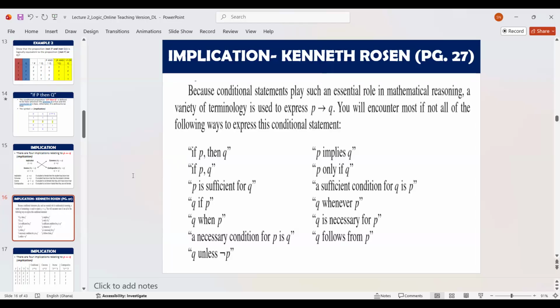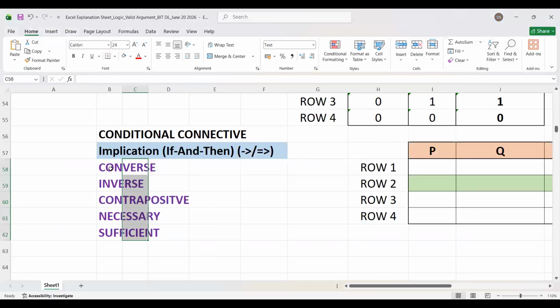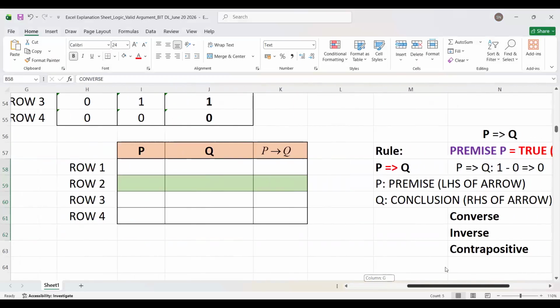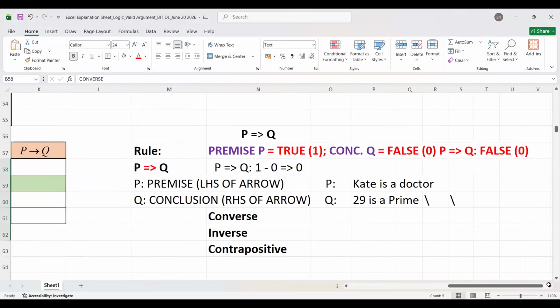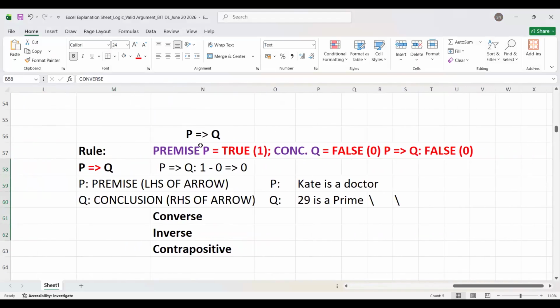Now let's go back to the Excel and take the rule. Then we take an example for all of them. So these are the words that I've written here: converse, inverse, contrapositive, necessary, sufficient, when, and all that. Now this is the rule, it's on the right. The rule says that if you are joining two statements using P implying Q, if P is on the left like this, we call that P the premise. And if Q is on the right, we call the Q conclusion.